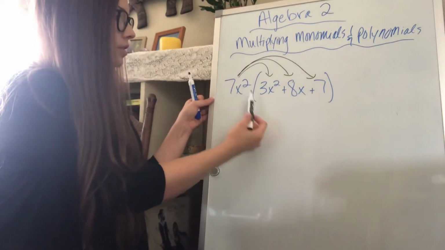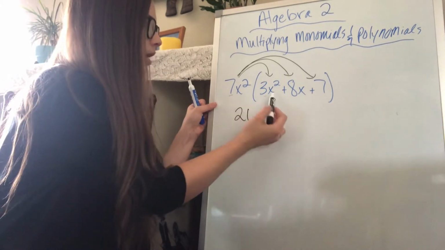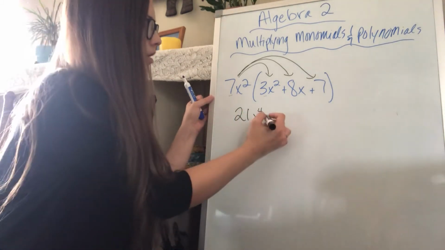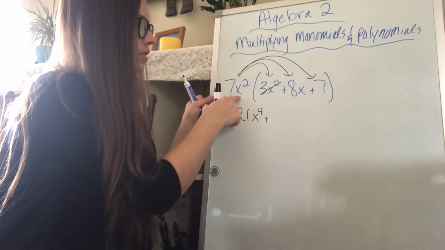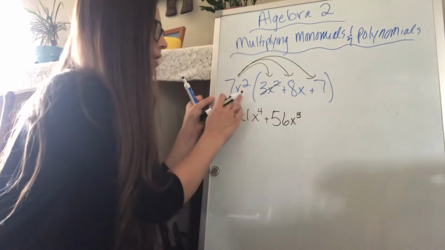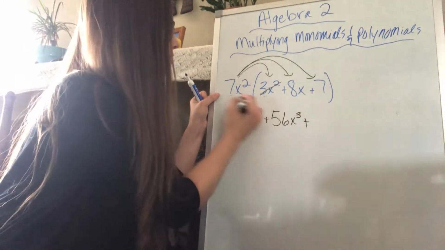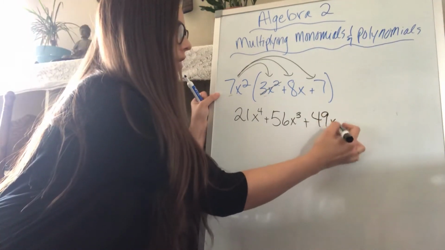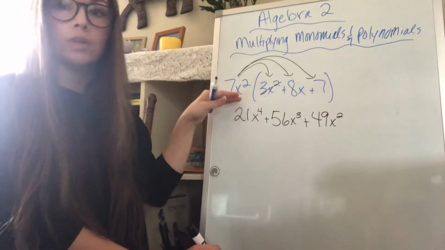So 7x squared times 3x squared, so 7 times 3 is 21. x squared times x squared is x to the fourth. Okay? So that one's done. Plus, because they're both positive, 7x squared times 8x is going to be 56x cubed, because now I have 3 x's. Okay? And 7x squared times 7 is going to be 49x squared. Okay, because there's no variable or exponent there, so you just hang on to the one that you had.